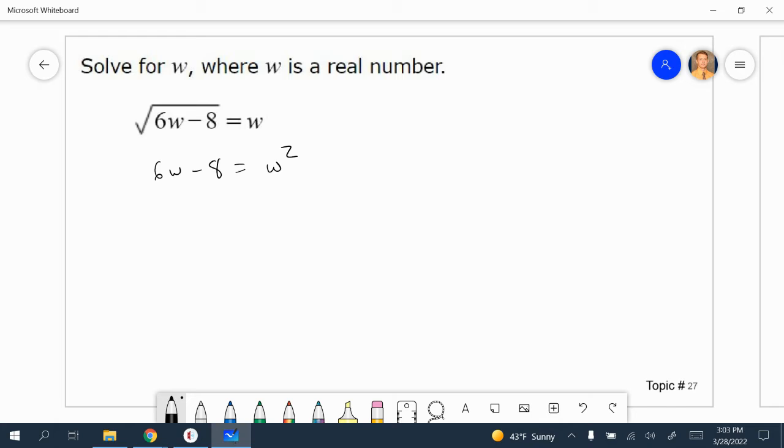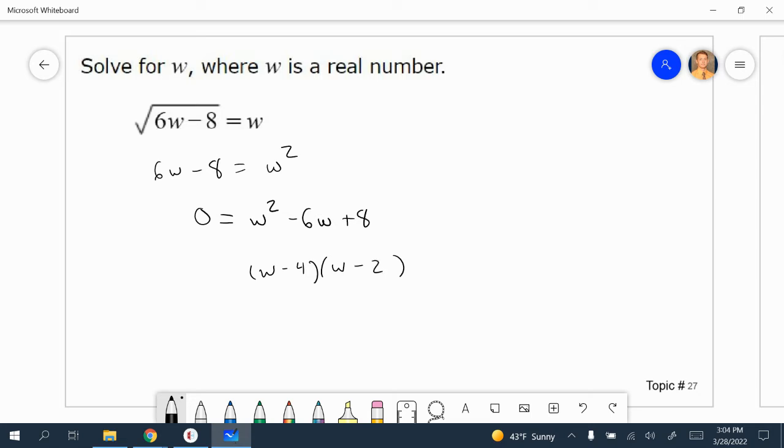I'm going to move everything to the right-hand side because we've got a positive w squared over there. I don't want a negative a value. So this means if I moved everything from the left, I don't have anything left. W squared is still over there. I'm going to subtract 6w from both sides and add 8 to both sides. So that's my quadratic. Now I can factor this quadratic, and I will get w minus 4 and w minus 2.